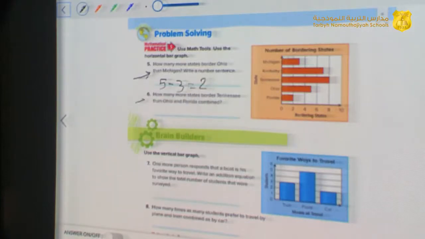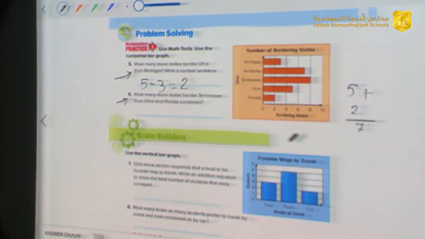Question 6. How many more states border Tennessee than Ohio and Florida combined? So we will do addition first between Ohio and Florida. So I will do plus. Ohio is what? Ohio is 5. Florida is what? Florida is 2. 5 plus 2 is 7.